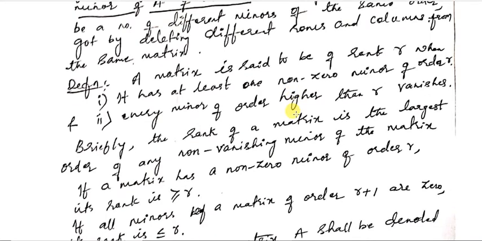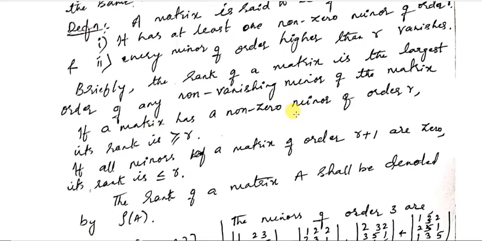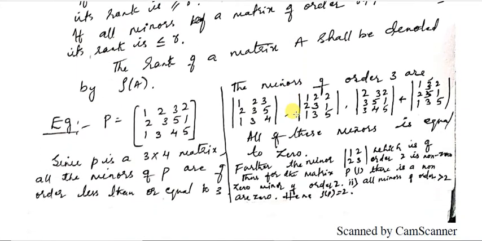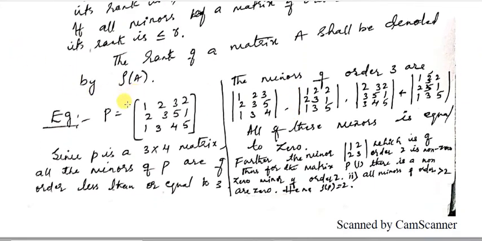So we know how to obtain the minors. Minors will be obtained by deleting rows and columns. Here P is a matrix of order 3 cross 4. For this matrix we obtain the minors of order less than or equal to 3. Less than or equal to 3 means we will obtain the minors of order 2 as well as 3. So 3 is greater than 2.